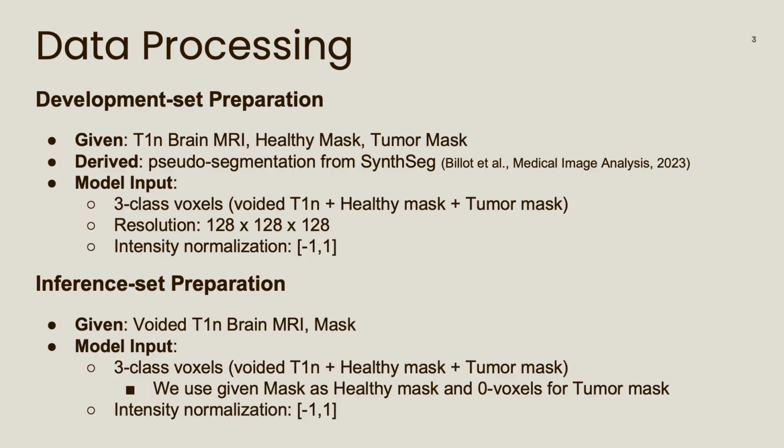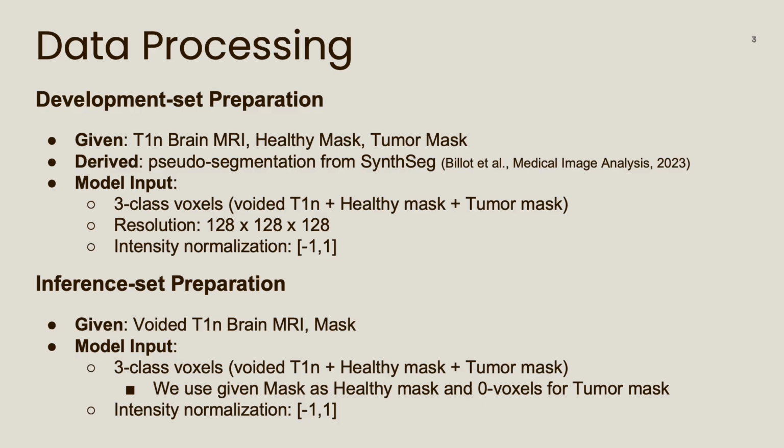We use different pipelines for development and inference. For development, inputs are T1 MRI, healthy mask, and tumor mask. We create a pseudo whole brain segmentation with SynSeg. The model input has 3 channels, which are voided T1, healthy mask, and tumor mask. We train on 128-voxel patches and normalize intensities from -1 to 1.